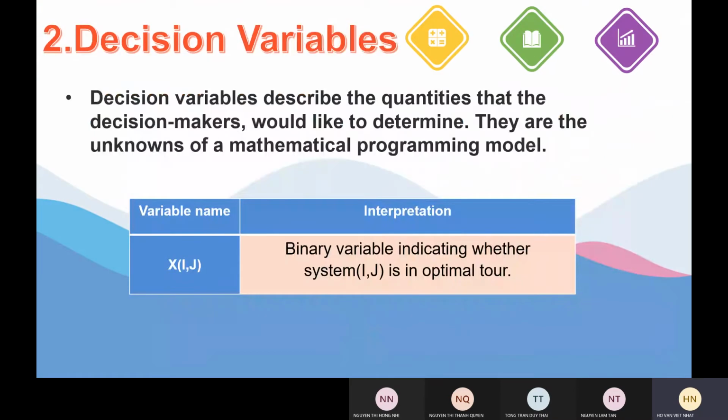Okay, let's move on with the decision variable. In our problem, there is only one variable, hij, with i from 1 to 10 and j from 1 to 10, and this is binary, which shows whether the route will be chosen or not. If hij equals 1, we will move from city i to city j. If not, we will not take that route.